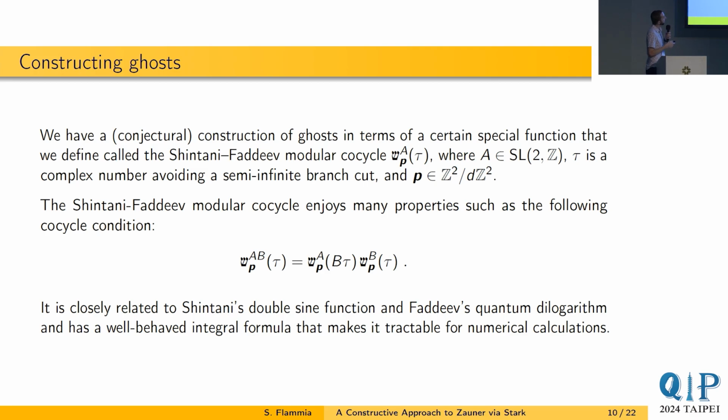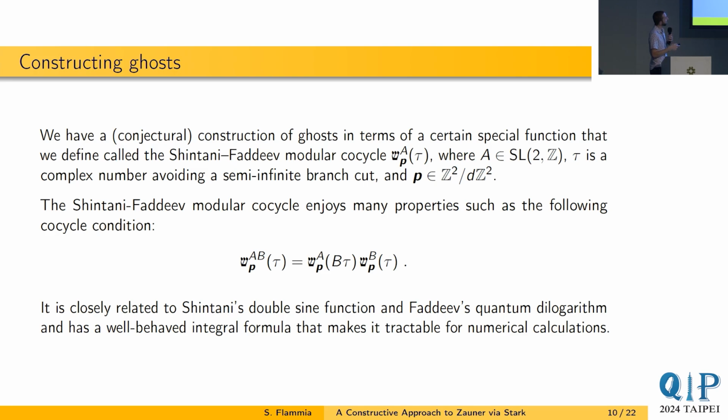So it comes out of this special function that we define called the Shintani-Faddeev modular cocycle. And this is the Hebrew letter Shin, which is just an homage to Shintani, who wrote down a related function called the double sine function, which is sort of part of the definition of this function. It's kind of hard to typeset this, by the way. So in any case, this thing is interesting.